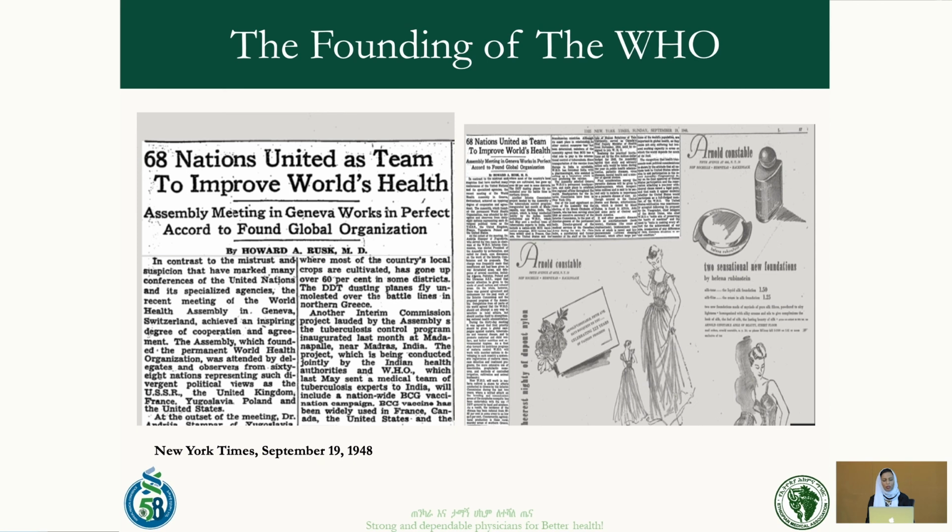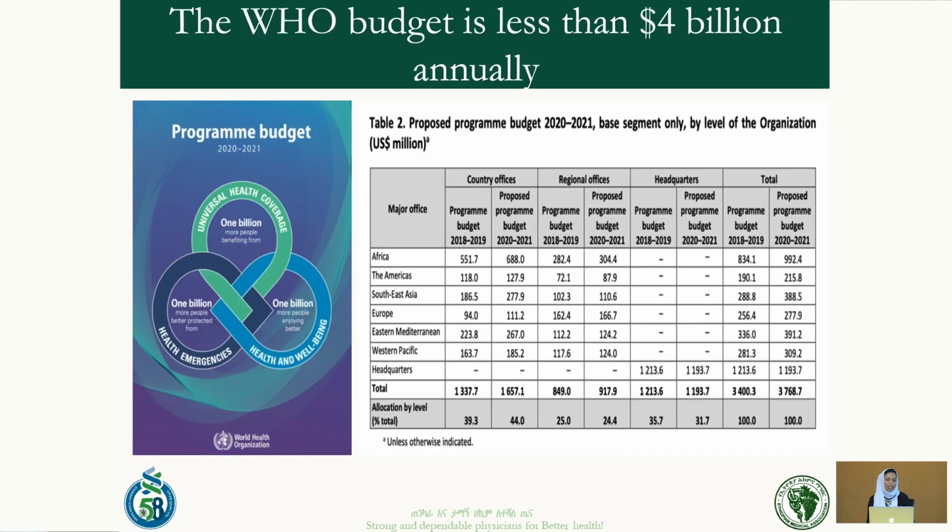So the other unfortunate weakness is our gap in economy. So initially, the founding of WHO, this is a slide shared by one of my teachers in New York. This is a New York Times magazine during the establishment of WHO in 1948. So the goal is to have improved world health. So let's see the funding of WHO. So it's less than 4 billion annually. So it's up to 3.7 billion annually based on the proposed budget in 2020 and 2021.